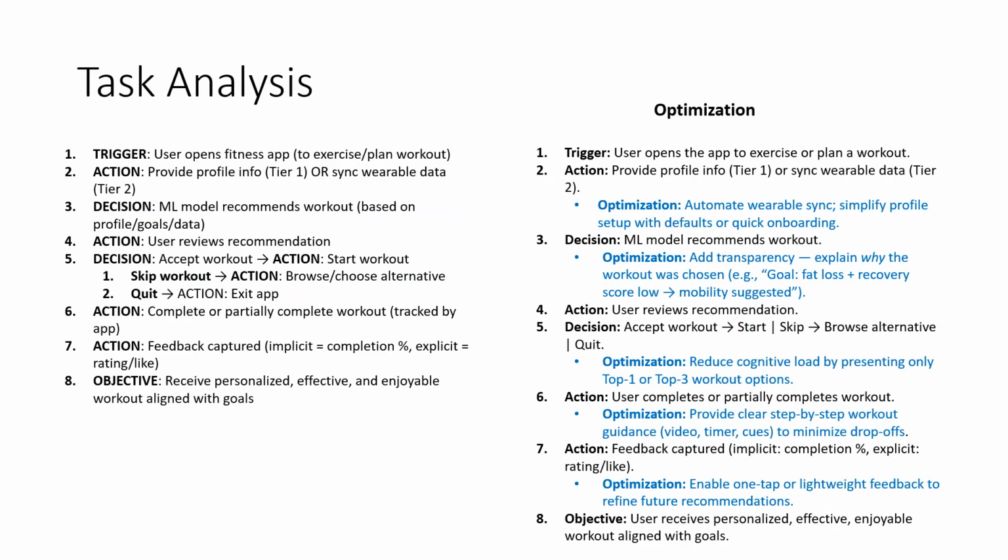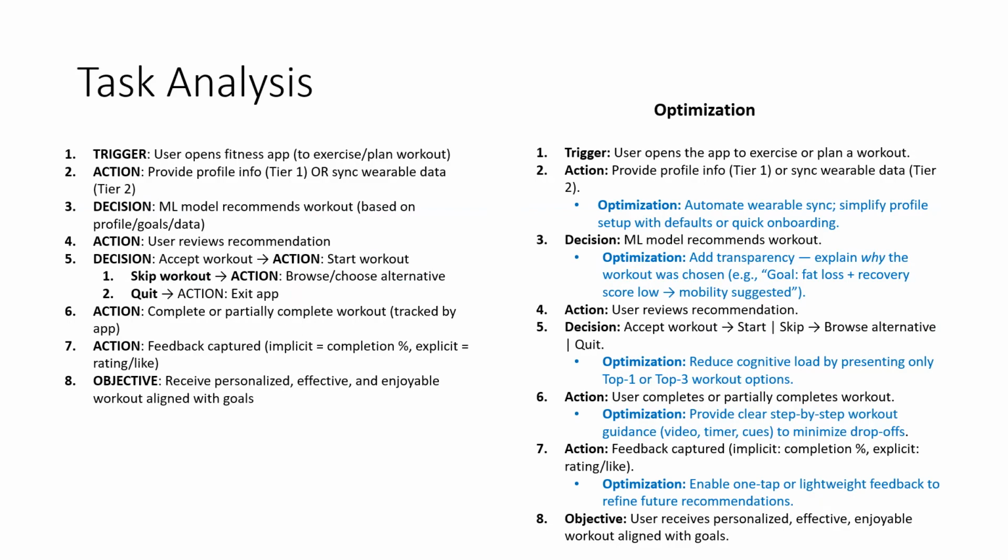The action then after is complete or partially complete workout tracked by the app based on the above actions or decisions. And then feedback is captured implicit, which is completion percentage, or explicit rating or like. The objective is receive personalized, effective, and enjoyable workout aligned with goals. What are optimizations we can do now?